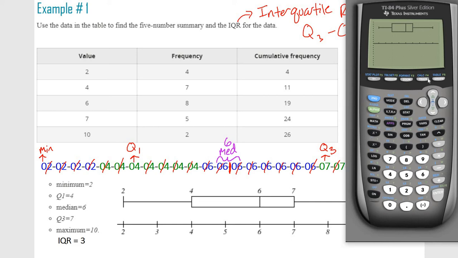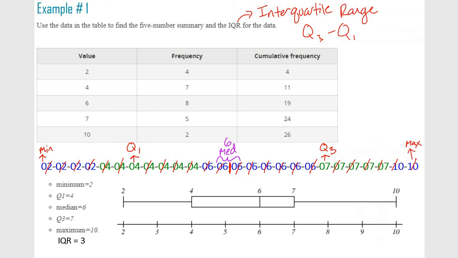And there it is. So if I trace it, I get the minimum is 2. Hit right. Tells me Q1 is 4. Median is 6. Q3 is 7. Max is 10. So everything I did was correct. So that's how you can do it on your graphing calculator. Very useful thing to know.